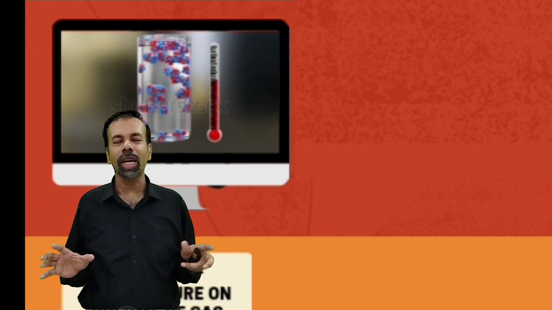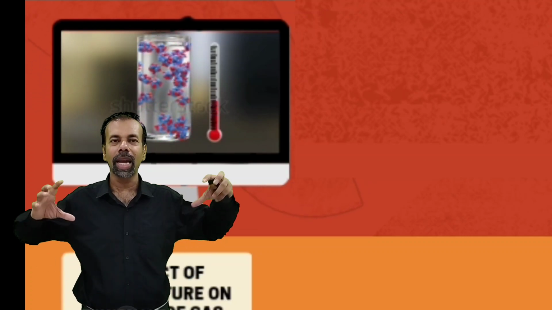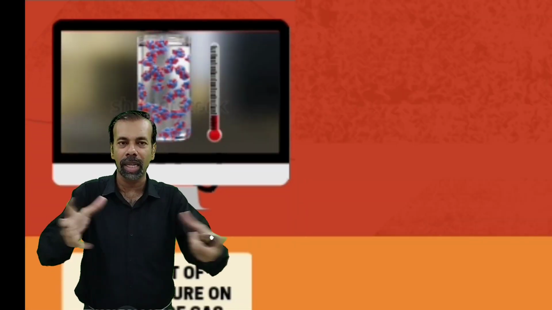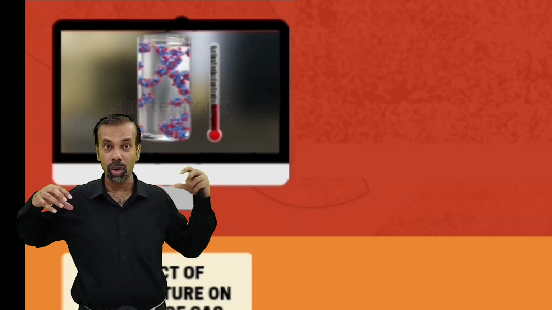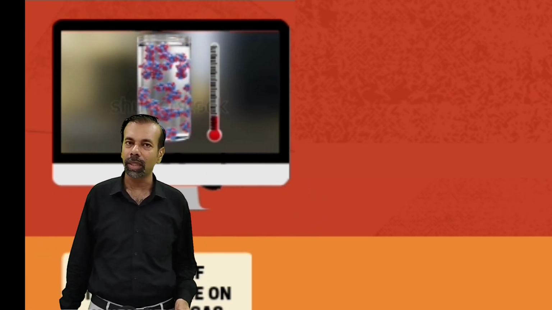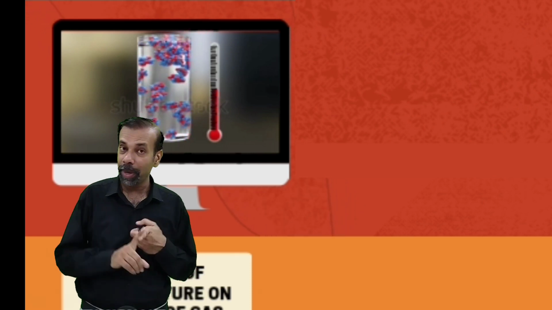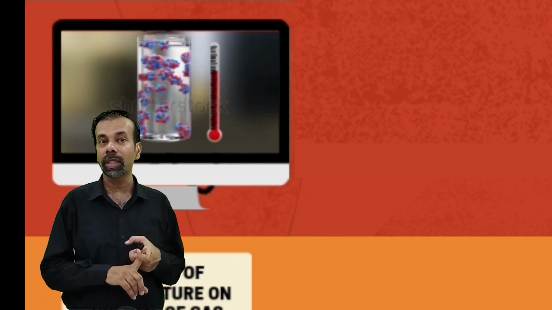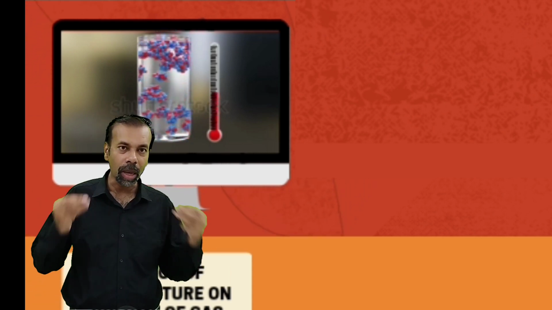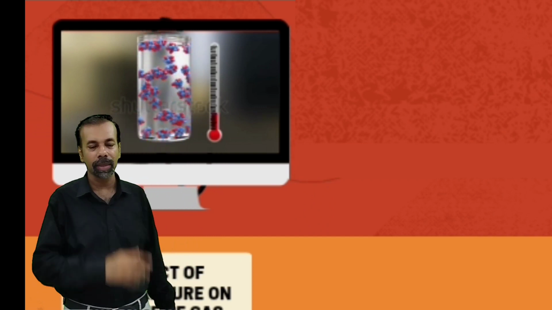In hot summer, you can see the tire burst because due to hot summer, kinetic energy of the particles inside the tire increases, which increases more collision of the particles, which exerts more pressure, and the tires burst. So the first one is temperature, the most important factor which causes pressure. The more the temperature, the more will be the pressure of the gas.